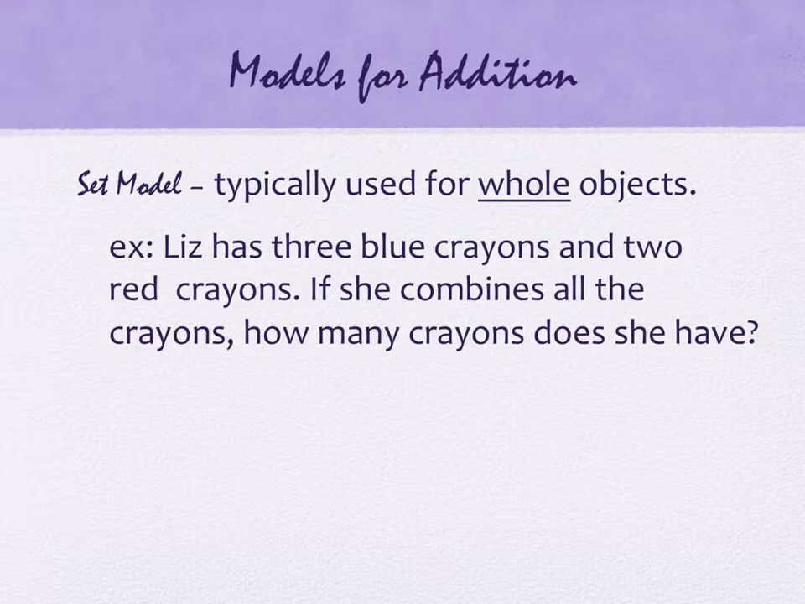So we have, I think it's 3 models, or is it 2? It's 2 models for addition. I think it's 3 models for subtraction. 2 models for addition. One is called the set model. The set model is typically used for whole objects.